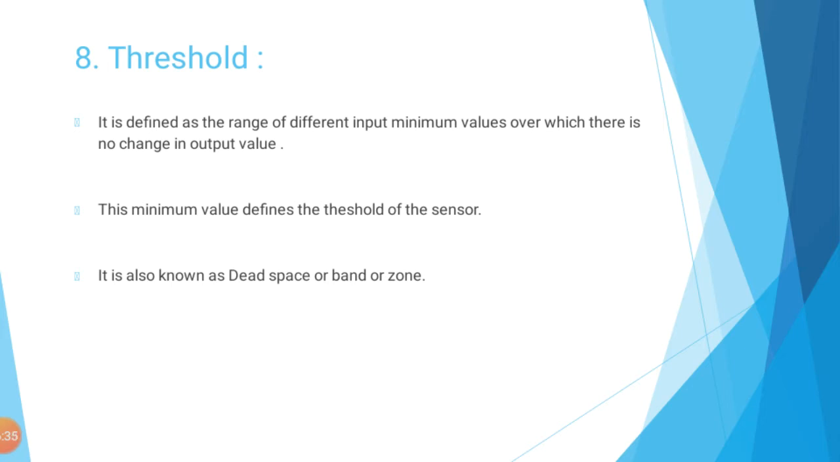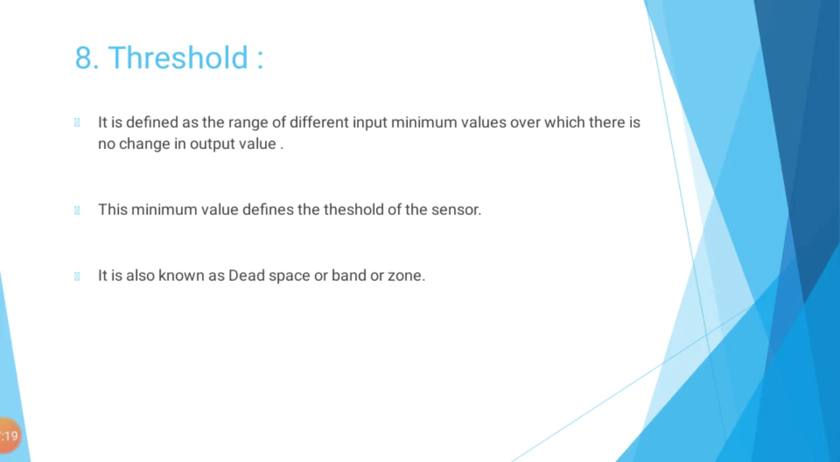This minimum value defines the threshold of the sensor. That means that minimum value, at which the sensor senses, is known as the threshold of that sensor. It is also known as a dead space, dead band or dead zone. That means if we provide the minimum input voltage, or a range of minimum input voltage, but for that range the sensor does not respond or there is no output, then that zone or that band or that space is known as the dead zone or dead band or dead space. This is the threshold characteristic of the sensor.